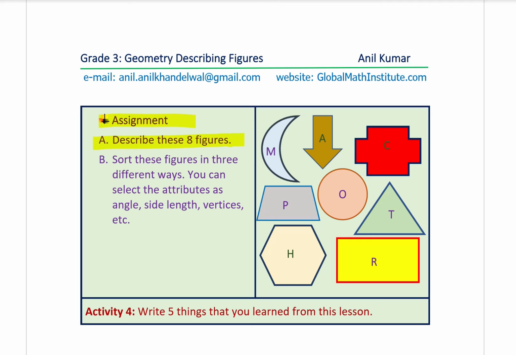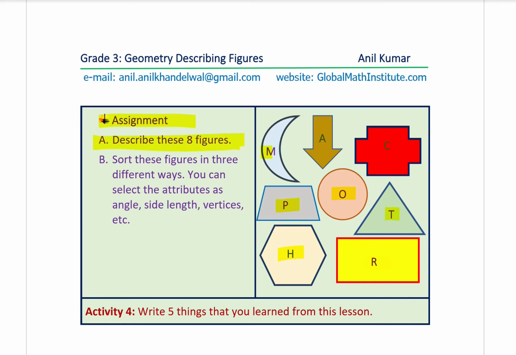They are called right angles. Some angles are less than right angles, called acute angles. Some are more than acute angles and right angles. They are called obtuse angles, right? Then we talked about number of sides and parallel sides. Based on that, describe these eight figures. Is that clear to you? You can always give names as the letters given here and then describe them.